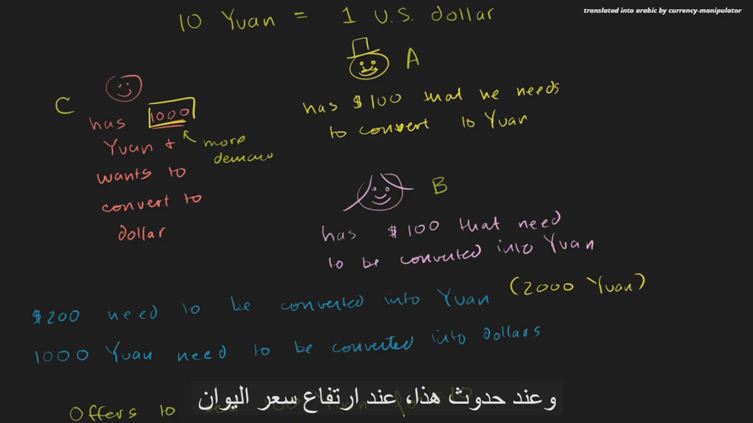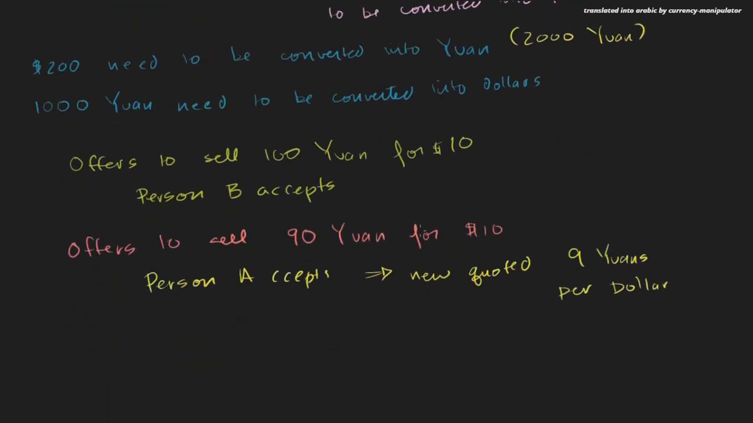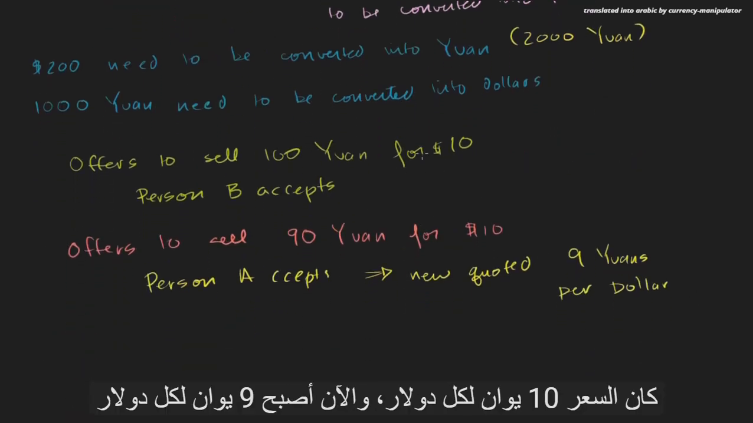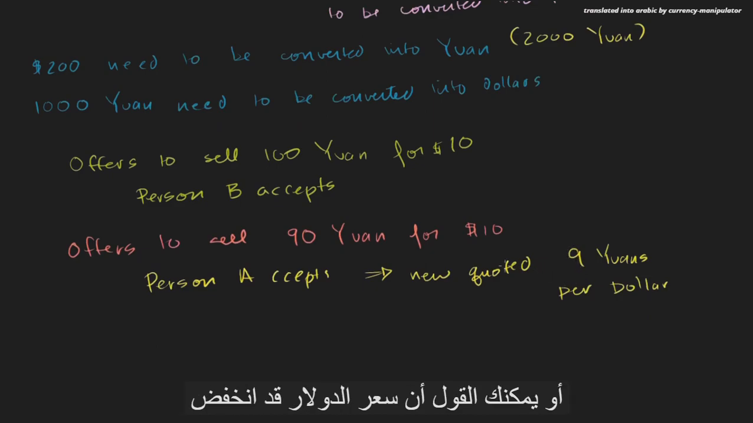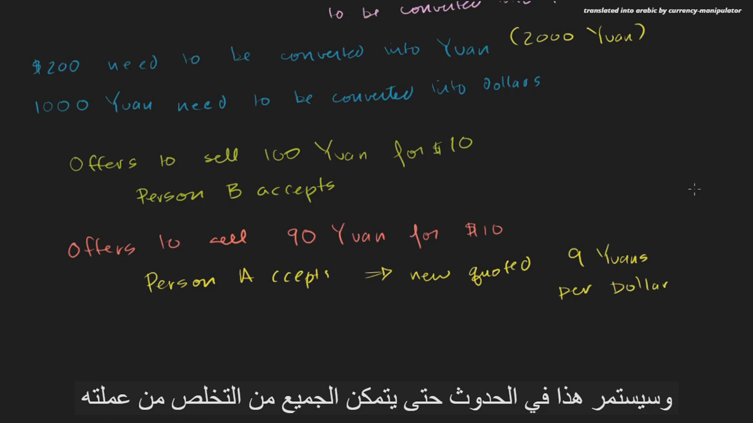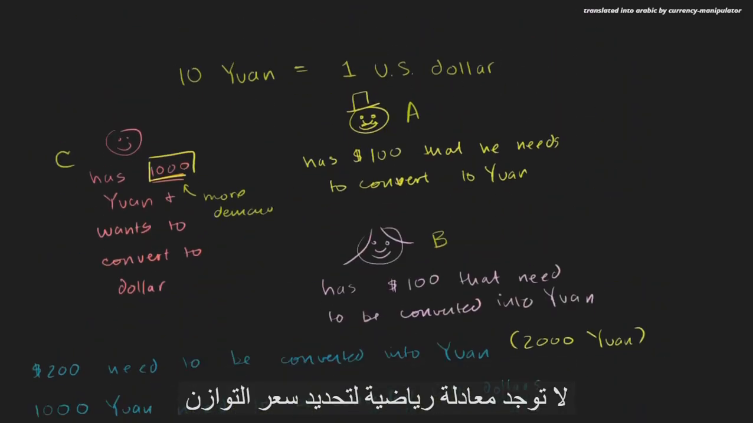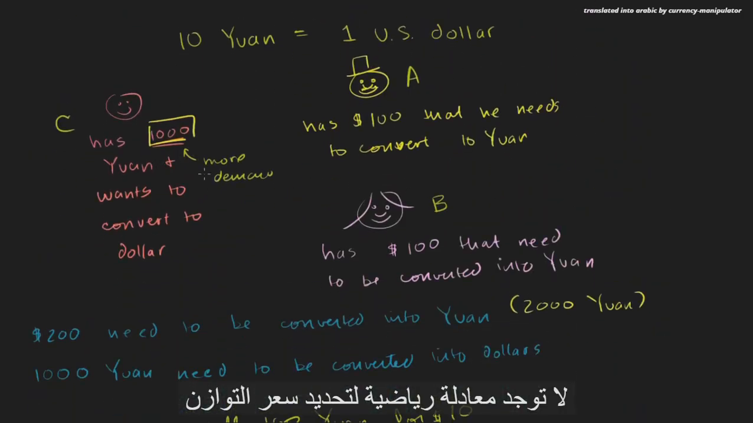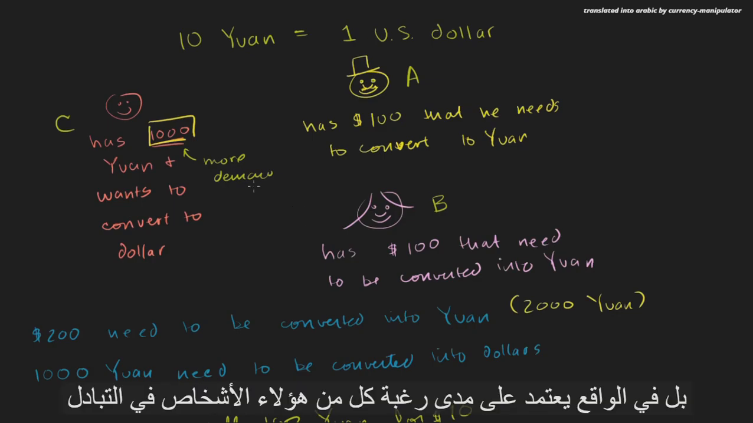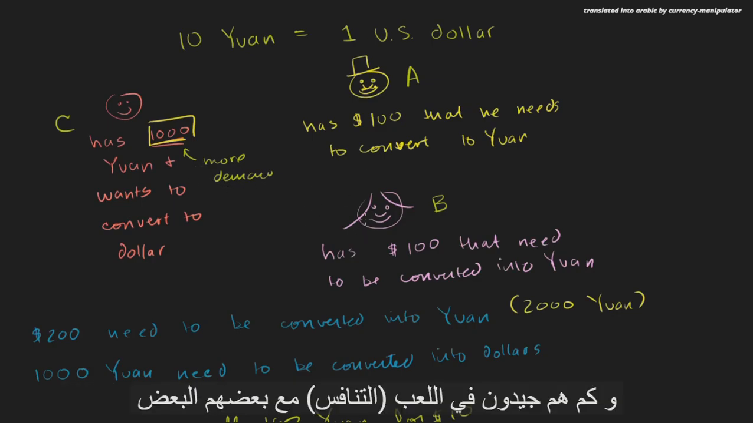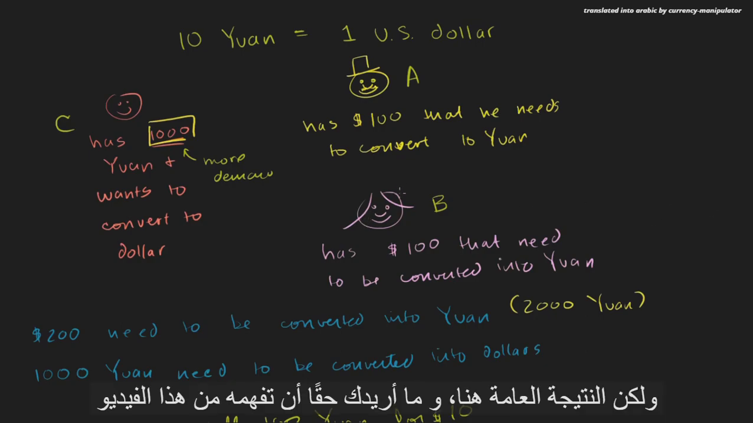So as this happens, the price of the won will go up. Notice the price of the won went up here. It was 10 won per dollar, now it's 9 won per dollar. Or you could say the price of the dollar has gone down. And this will just keep happening until all of them are able to get rid of their currency. There's no mathematical formula to say what the clearing price is. It's dependent on how badly each of these people is willing to transact, and really how good they are at gaming each other.